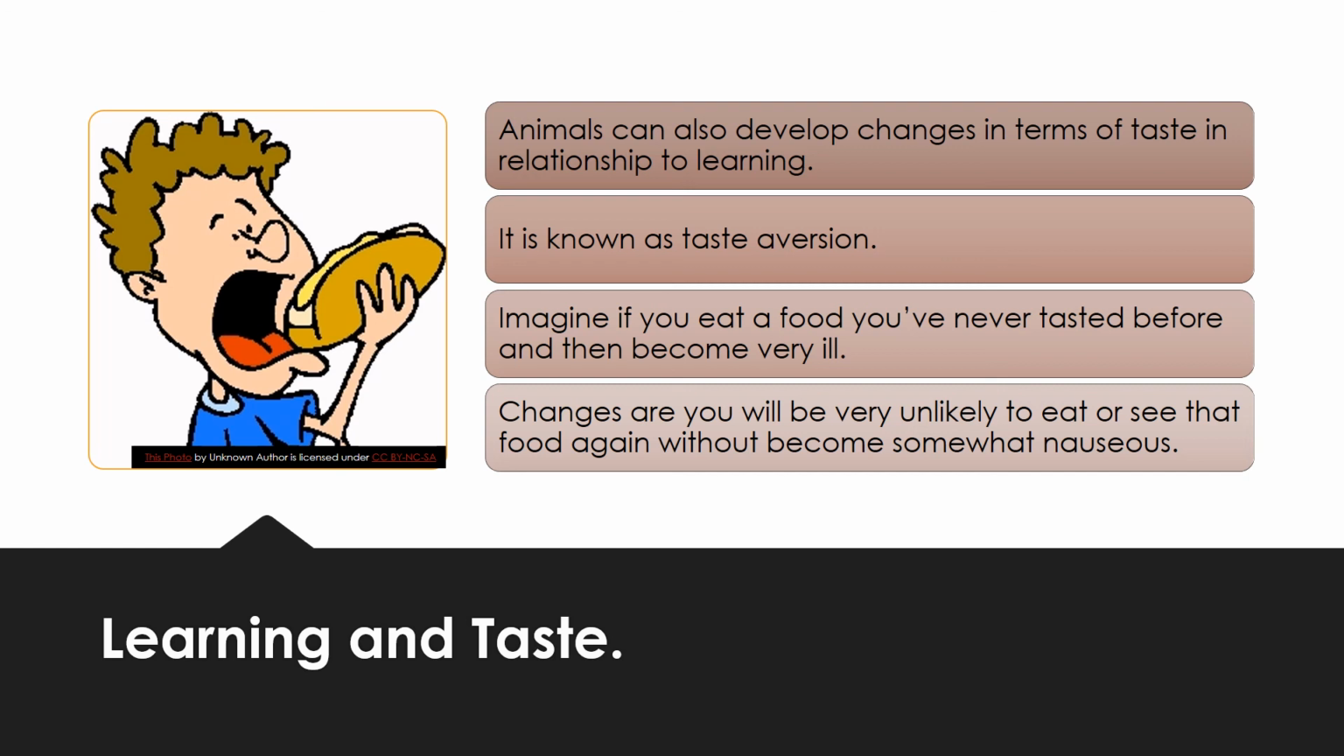So learning and taste. Animals can also develop changes in terms of taste in relationship to learning. This is known as taste aversion. So imagine if you eat a food that you've never tasted before, and then you become very ill, such as maybe you've tried snails, or I know my sister got ill one time after eating chicken parmesan, so now she can't stand the smell or taste of chicken parmesan because she got sick from it one time. So chances are, you will be very unlikely to eat or see that food again without becoming somewhat nauseous. So this is taste aversion and also involved in learning as well.